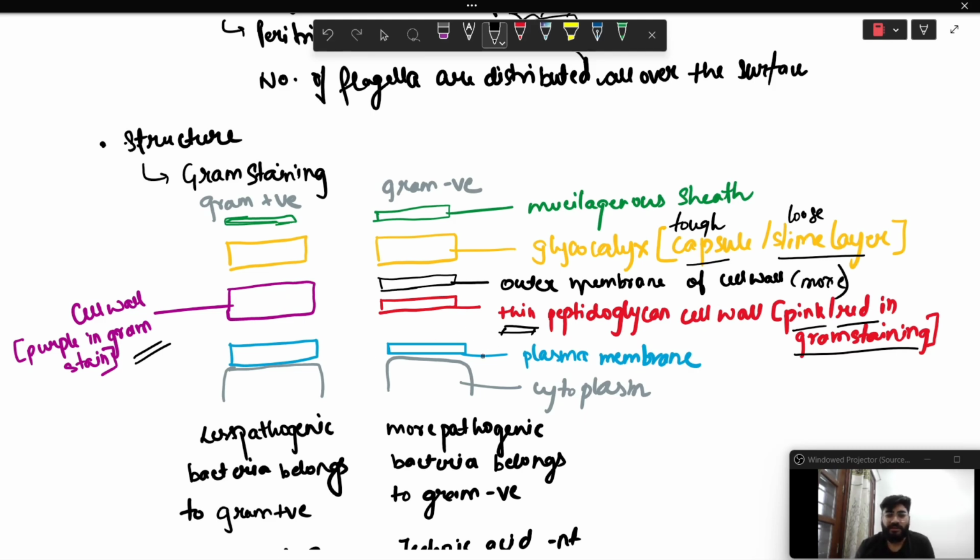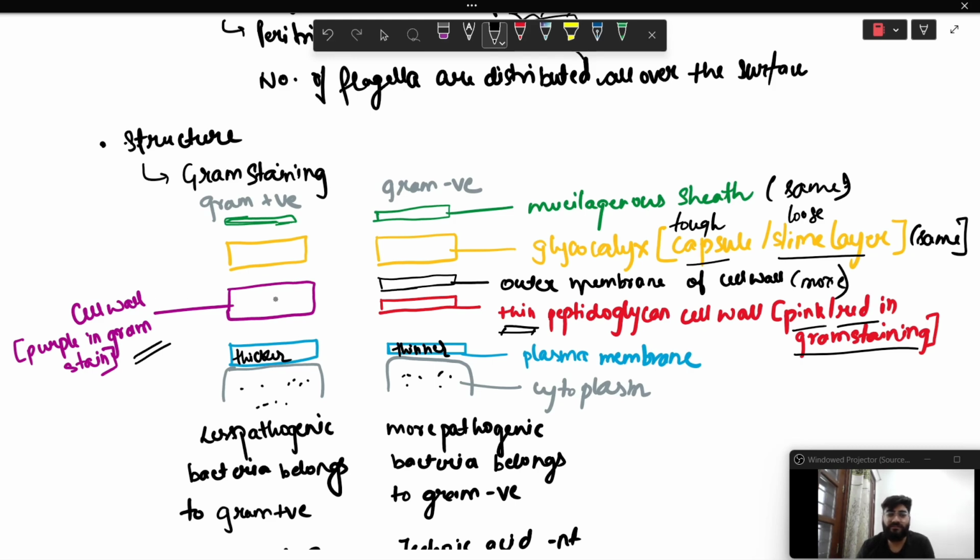Then we have the plasma membrane. It is thicker in gram positive and thinner in gram negative. Then we have the cytoplasm, which is common. So what exactly are the changes that we are seeing? The mucilaginous sheath, the glycocalyx, be it capsule or slime layer, is the same and can happen in both gram positive or gram negative.